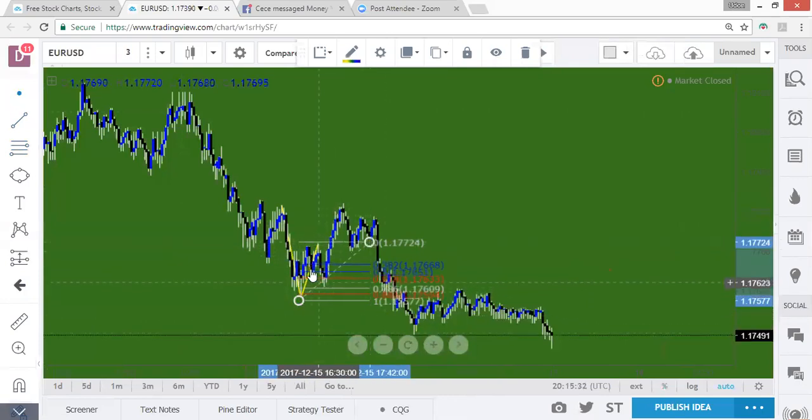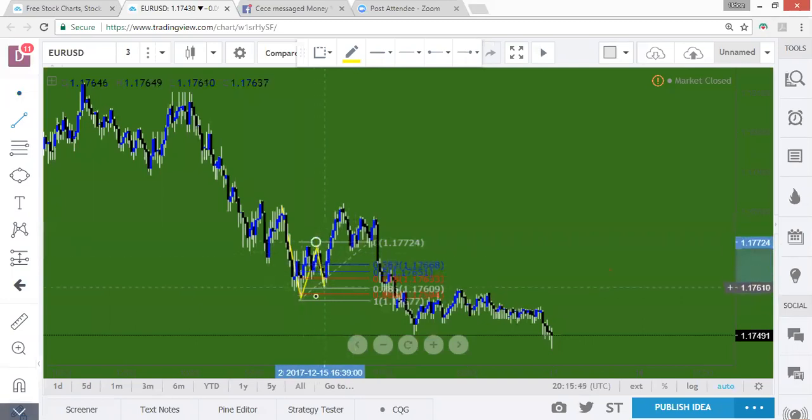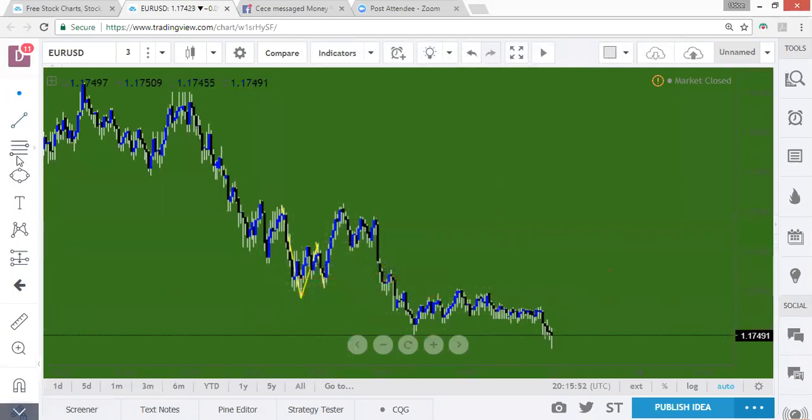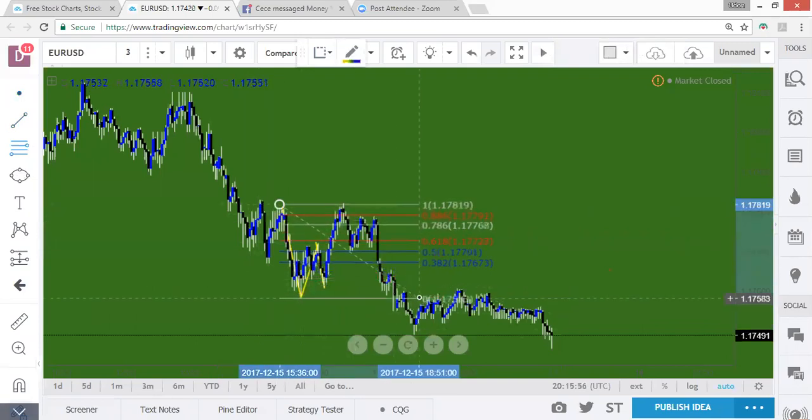Boom, 786. Bat pattern, minimum requirement is the 382. Max requirement is extreme lows of A. We are valid at this 786. Boom. So once we've identified our C leg, we're gonna bring that Fibonacci retracement back out from X to A for the bat pattern. We would have been looking to get in at the 886.